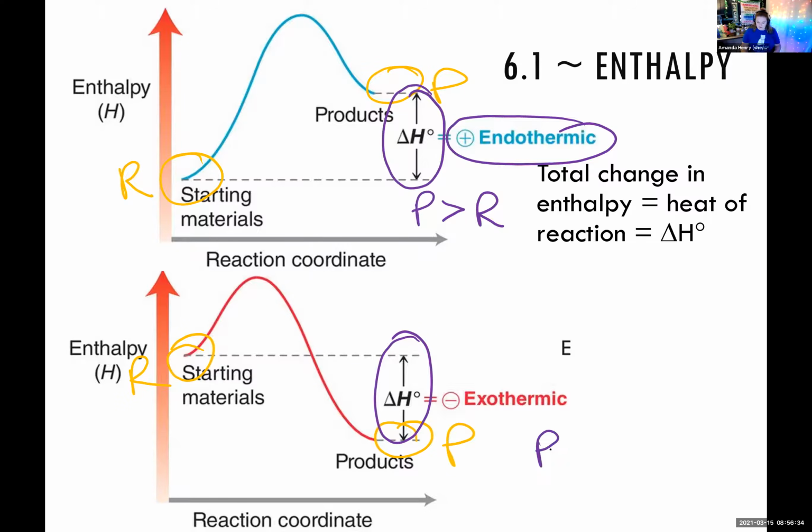And if our products are lower in energy than our reactants, it's exothermic. So this is only looking at the start and the finish. Enthalpy or thermodynamics focuses on where we started and where we ended. It doesn't look at the middle at all. Kinetics looks at the middle.